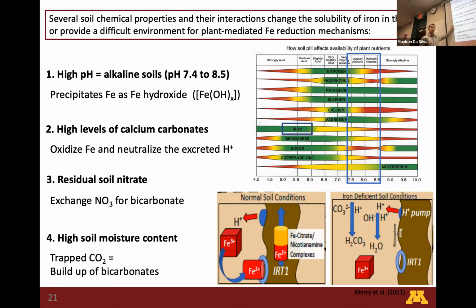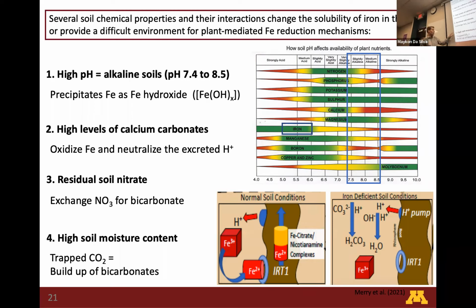A third factor is residual soil nitrate. When soil nitrate is excessively present in the soil, soybean plants preferentially take up nitrate instead of doing biological fixation of nitrogen. And in this process, they release bicarbonate to balance intracellular charge. The problem, as I just mentioned, is that bicarbonate also serves as a buffer against these plant-mediated iron reduction mechanisms, neutralizing these excreted hydrogen protons and organic acids that were meant to convert ferric iron to ferrous iron.